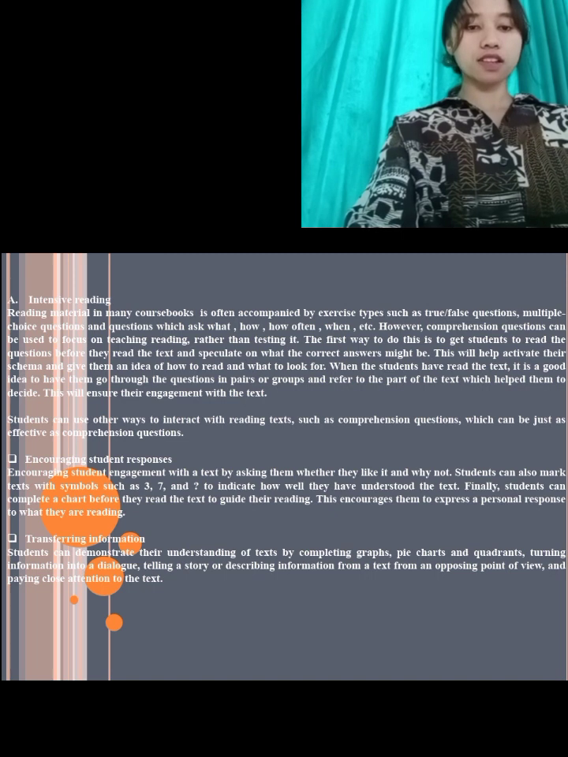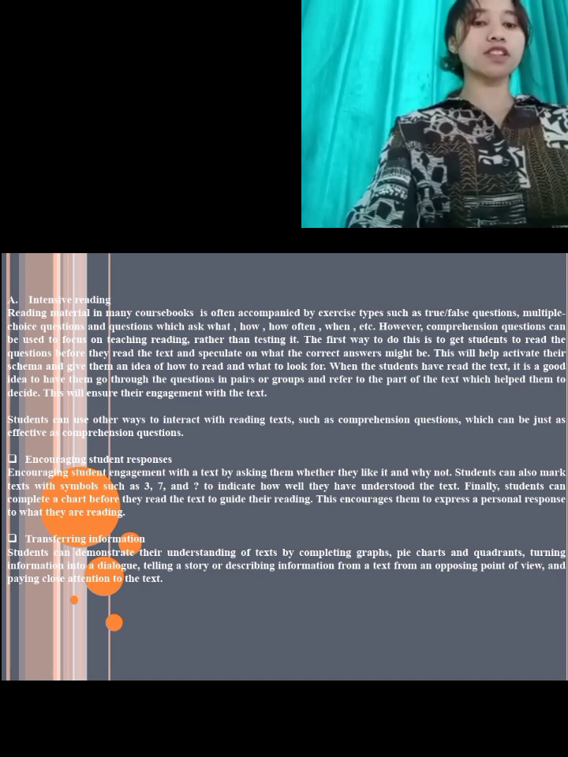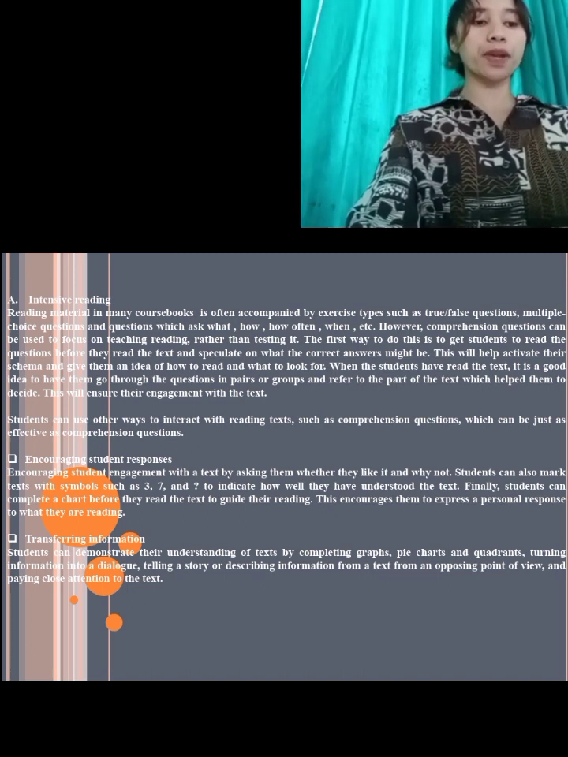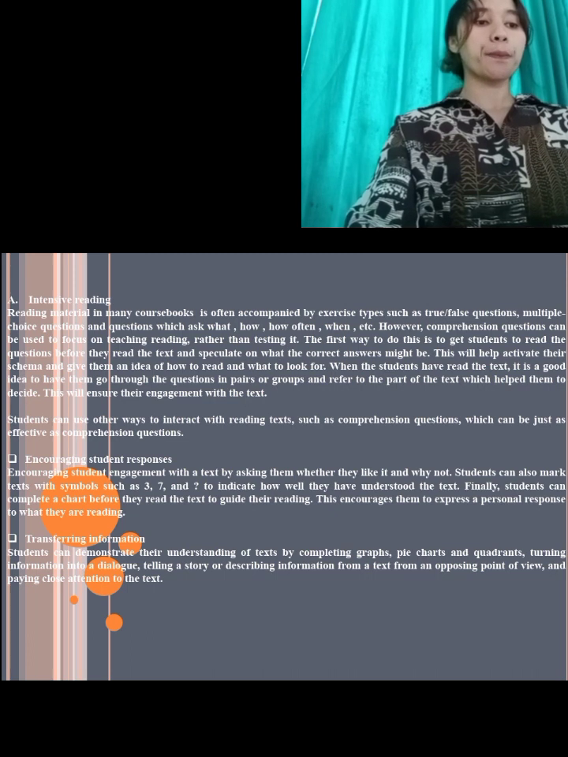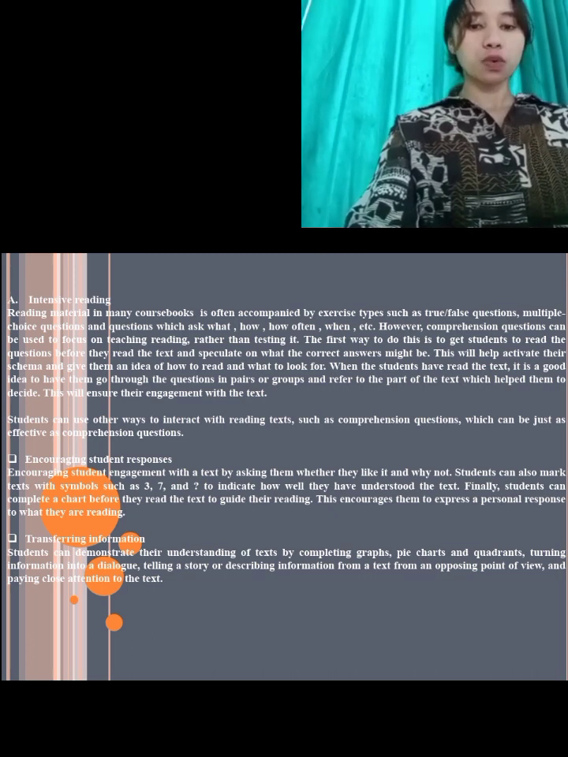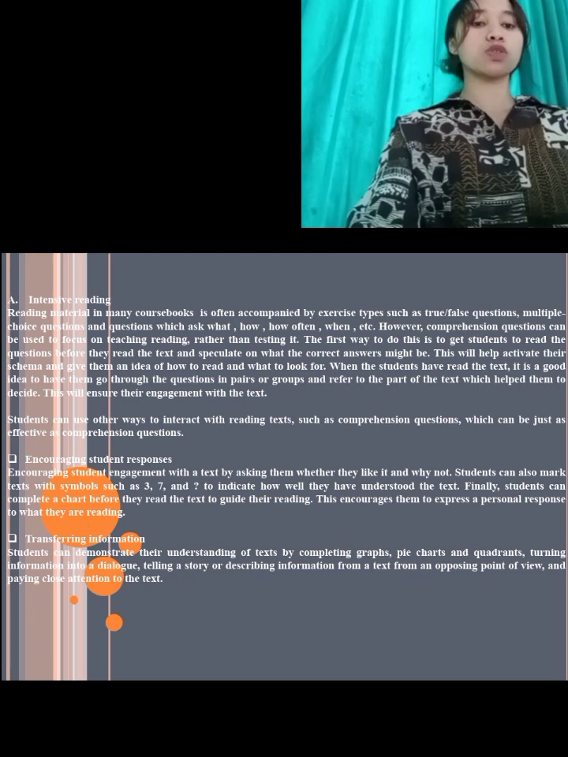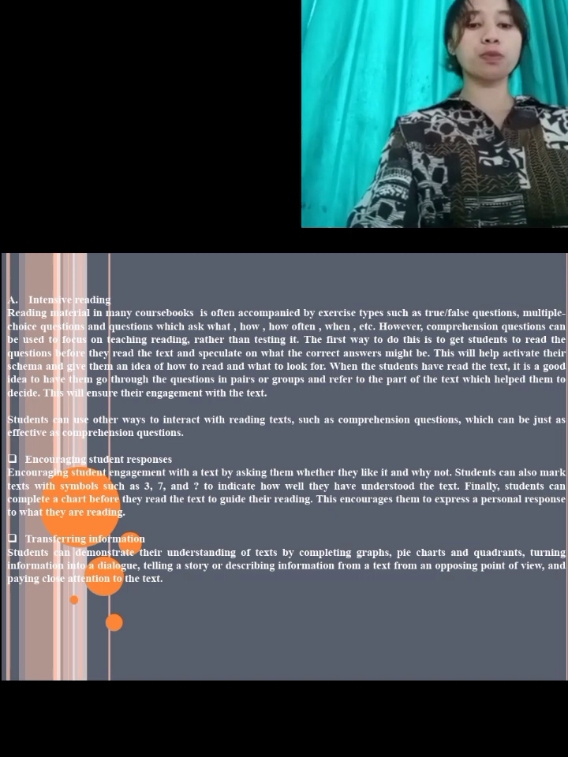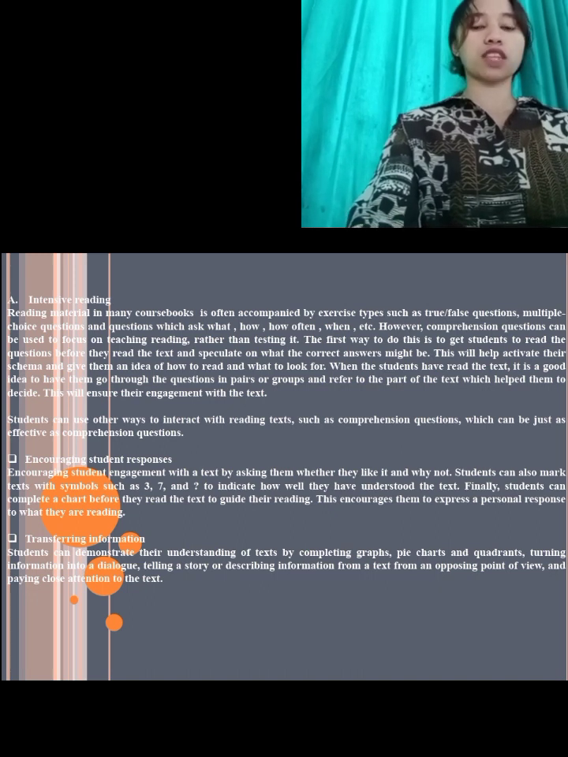And the next, transferring information. Students can demonstrate their understanding of the text by completing graphs, pie charts, and tables, converting information into a dialogue, telling a story, or describing information from a text from an opposing point of view, and applying close attention to the text.